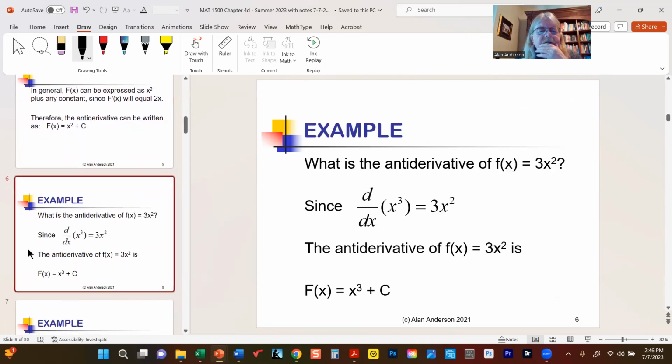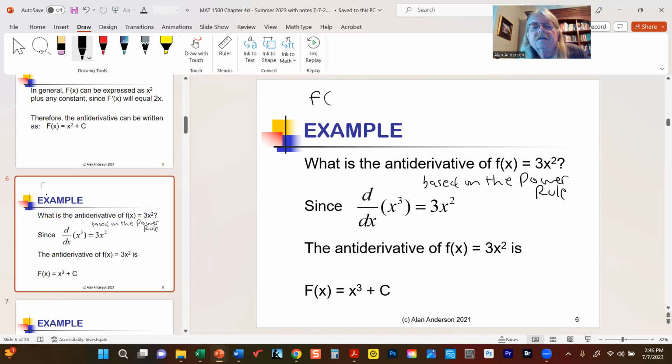Anyway, let's try this. What is the antiderivative of f of x equals 3x squared? Well, we're not actually showing you how to calculate antiderivatives. We're just illustrating this relationship. If you took the derivative of x cubed based on the power rule, you would get 3x squared. That means the antiderivative of 3x squared is x cubed, but we also have to include that c, which, by the way, could be 0.